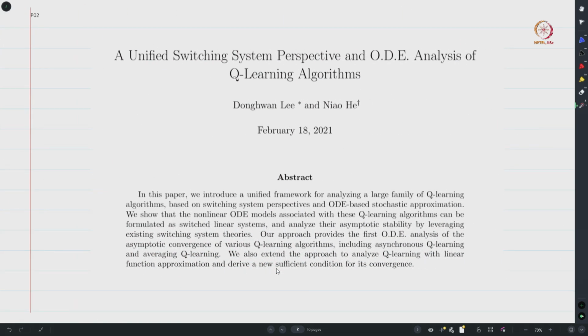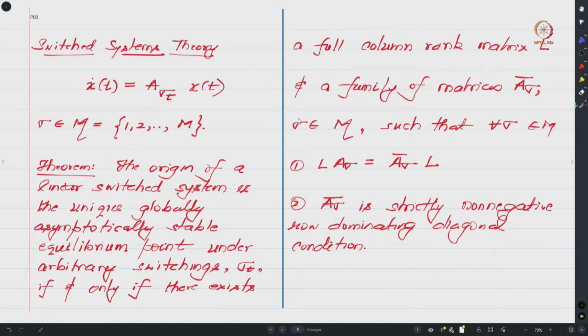To analyze the behavior of the solution trajectories of this limiting ODE, we will make use of the paper called A Unified Switching System Perspective and ODE Analysis of Q-Learning Algorithms by Donghwan Lee and Niao He. You can look up this paper in case you miss any details during the class. Basically I am going to summarize the discussion that is there from this paper.